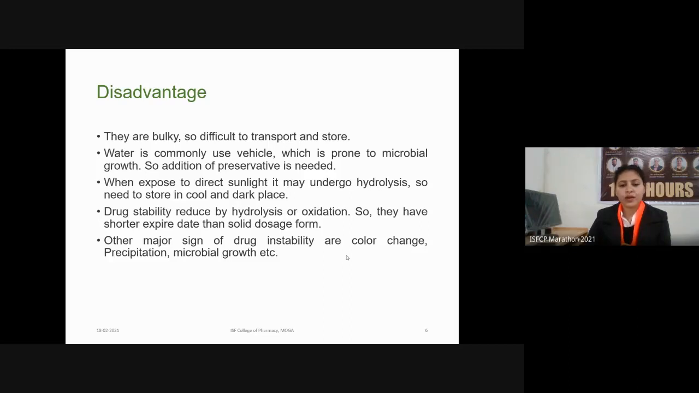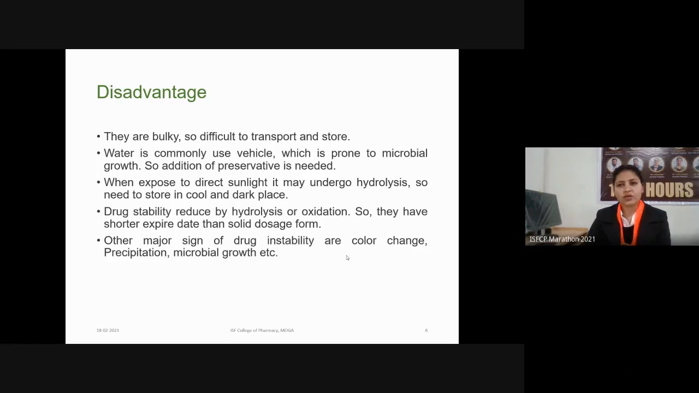Means if we store a liquid dosage form for a long period of time, we can see a change in the color of the preparation. And sometimes precipitation of the medicament can take place. This precipitation can be because of a change in the pH of the solution. That can be one of the reasons that the medicament gets precipitated. And the last one is microbial growth.